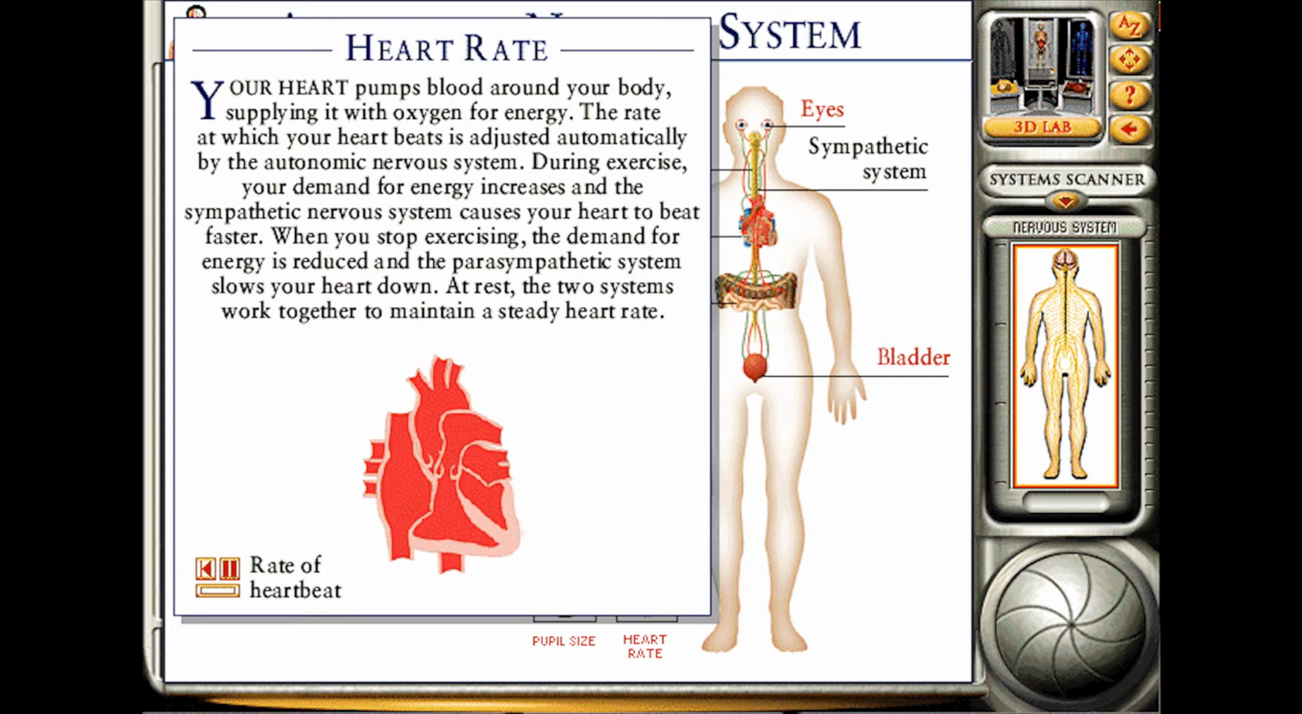Your heart rate is the number of times your heart beats per minute. During rest, your heart beats at a steady rate, but as you start to exercise, your sympathetic nervous system speeds up your heart rate. This increases blood flow to your muscles, supplying them with more oxygen and energy. When you stop exercising, your parasympathetic system slows your heart rate so that it returns to its normal resting level.